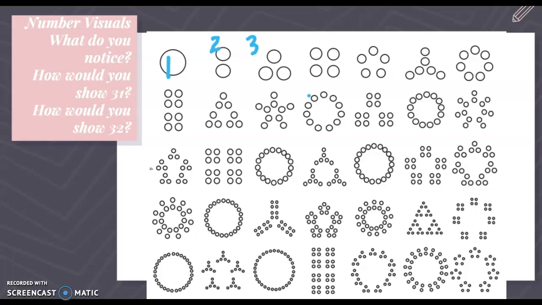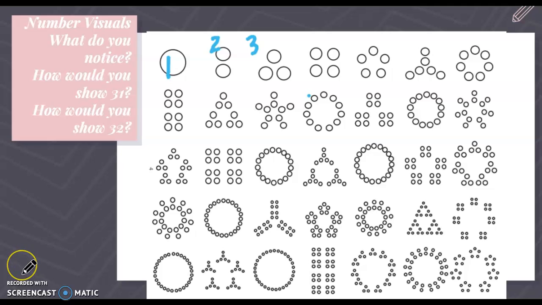I'm going to ask you to write a couple of those things down, and then I'm going to ask you to take out a piece of paper and draw a picture of what 31 and 32 would look like using this representation, or what you think they would look like using this representation for numbers.